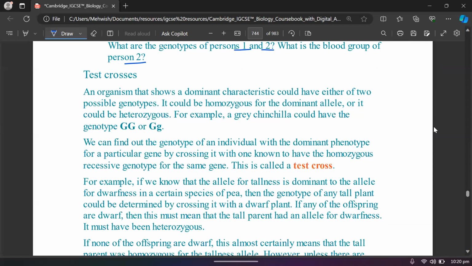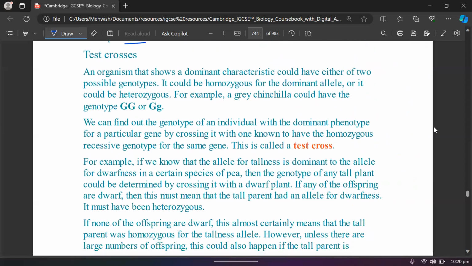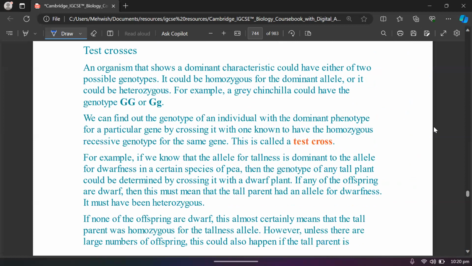Is that clear? Okay, now let's move on to the next topic, and that is test crosses. What do we mean by test cross? First, we need to understand that. Let's suppose there is an individual that is showing you.